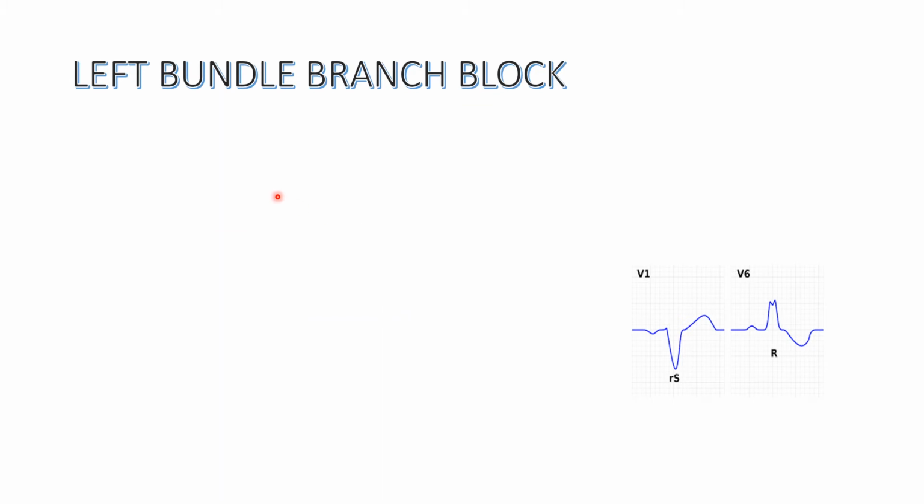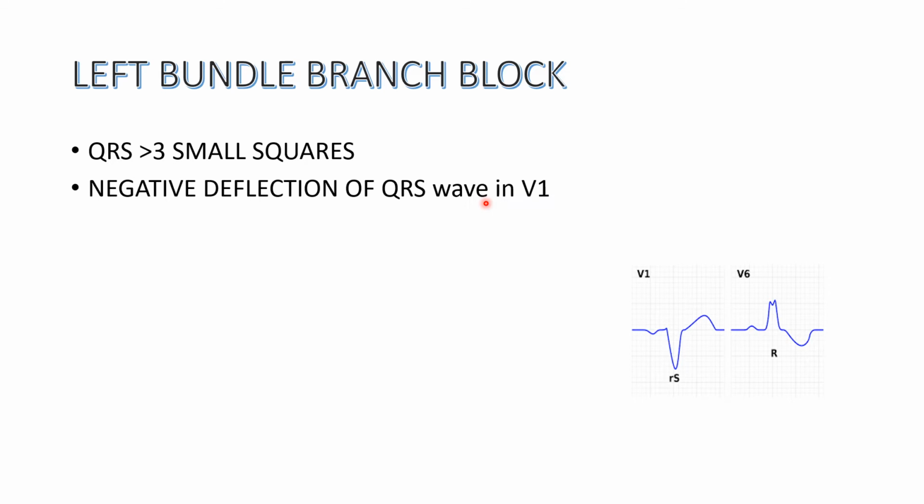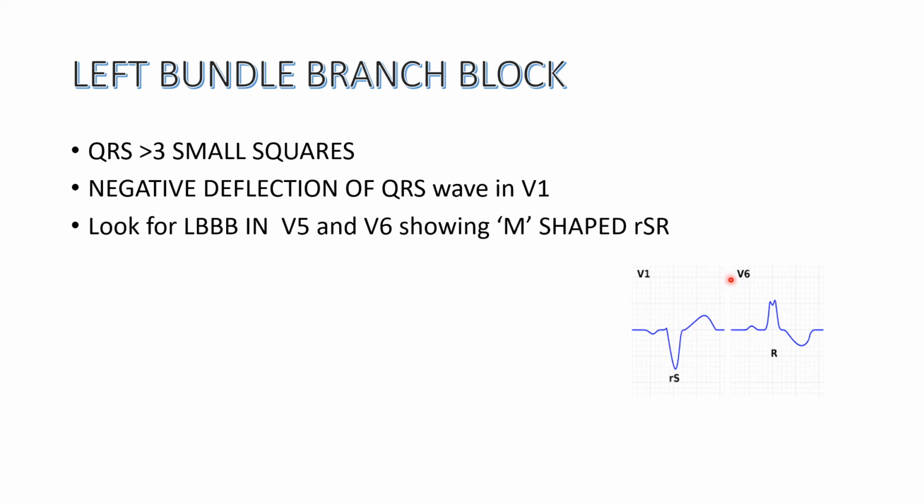Moving on to left bundle branch block, which is mostly due to acute MI or coronary artery disease. So the QRS complex is more than 3 small boxes. There is a negative deflection of the QRS wave in V1, a long deflection as you can see over here. And in V6, we see a typical M-shaped RSR complex.